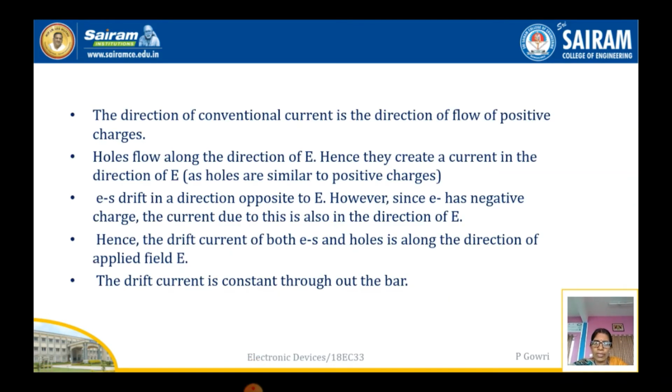As we have discussed, for the drift current of both electrons and holes, the current will be in the direction of the applied electric field, but the movement of the electrons will be opposite to that of the holes. Since the electron has a negative charge, the conventional current we assume will be in the opposite direction, and the drift current is always constant throughout the bar.